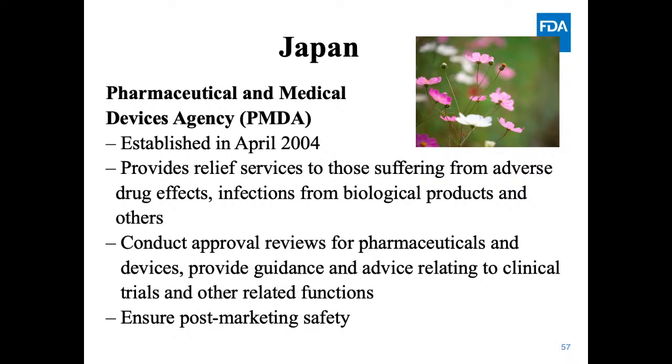And in Japan it is the Pharmaceuticals and Medical Devices Agency, PMDA, which was established in 2004. It provides relief services to those suffering from adverse drug effects, infections from biological products and others, conducts approval reviews for pharmaceuticals and devices, provides guidance and advice relating to clinical trials and other related functions, and ensures post-marketing safety.